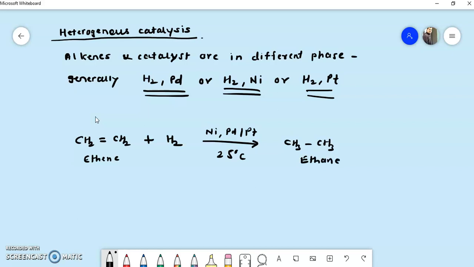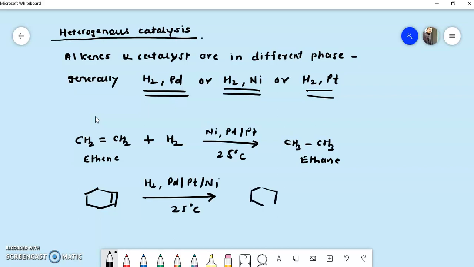So any double bond can be reduced by using this system. For example, this is cyclohexene. Reduction of this cyclohexene is also carried out in the same way. Suppose hydrogen on the surface of palladium or platinum or nickel, at 25 degrees temperature, you will get a saturated ring, that is cyclohexane. So this is the catalytic hydrogenation, or we call it heterogeneous catalysis.